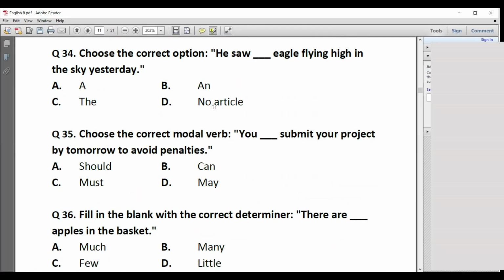Question 34. Choose the correct option. He saw dash eagle flying high in the sky yesterday. A. A. B. An. C. The. D. No article. The correct option is option B. An, since the word eagle begins with a vowel sound.